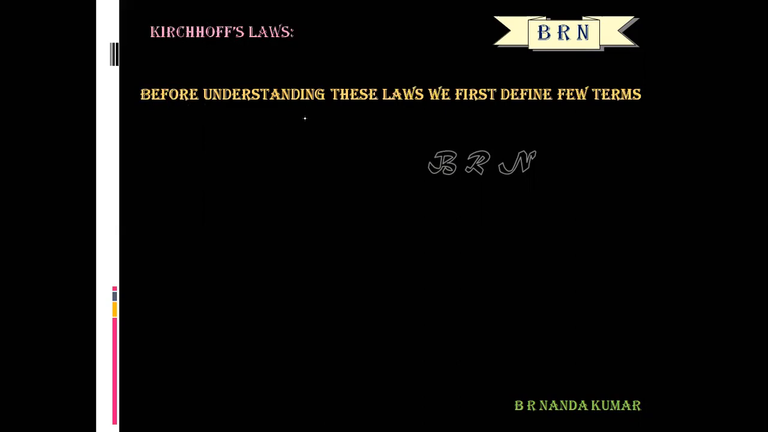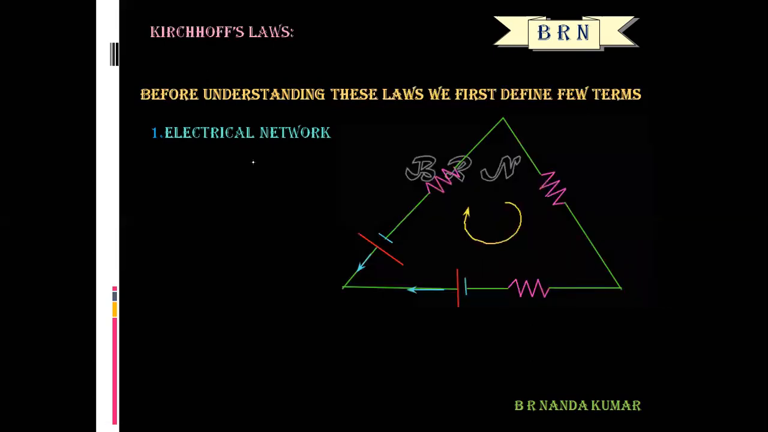So before understanding these laws, we first define a few terms that are connected with Kirchhoff's laws. The first one is electrical network. An electrical network is the interconnection of circuit elements and energy sources. So this is a circuit element. What is this? Resistor. What is the meaning of resistor?